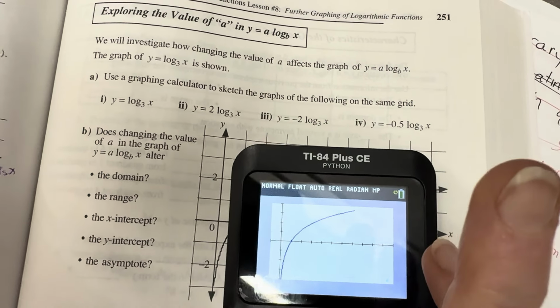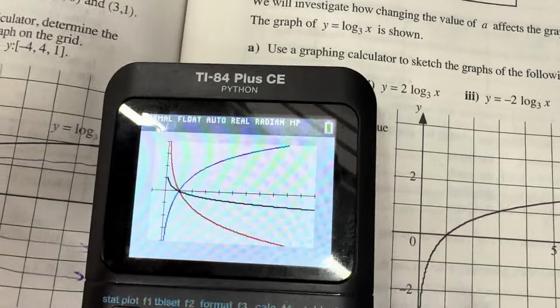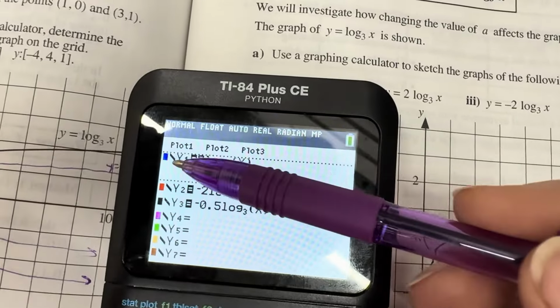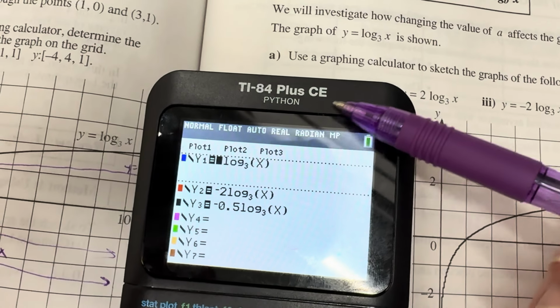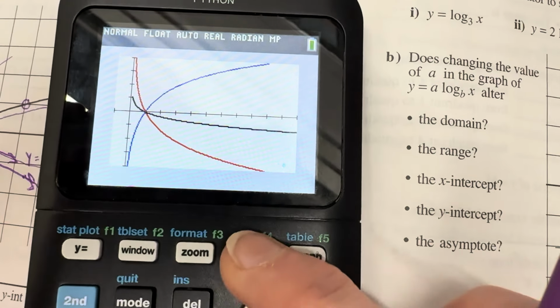Let's get these more or less graphed out. When I go back, it always goes in order for the 84 CE: blue, red, black. So the blue one is my 2 log. I see that it still goes through, and all of them go through that x-intercept. Then it's going to be the different values. So if I look at here, let's go trace.